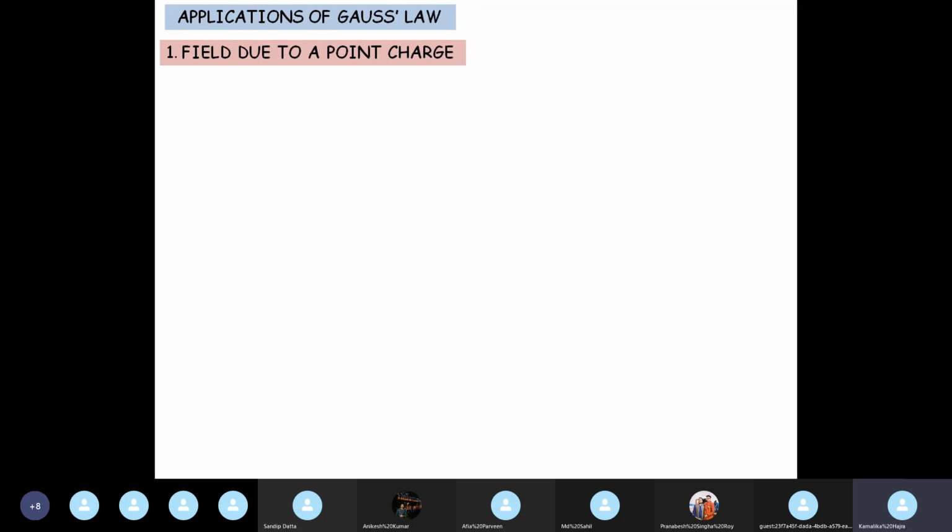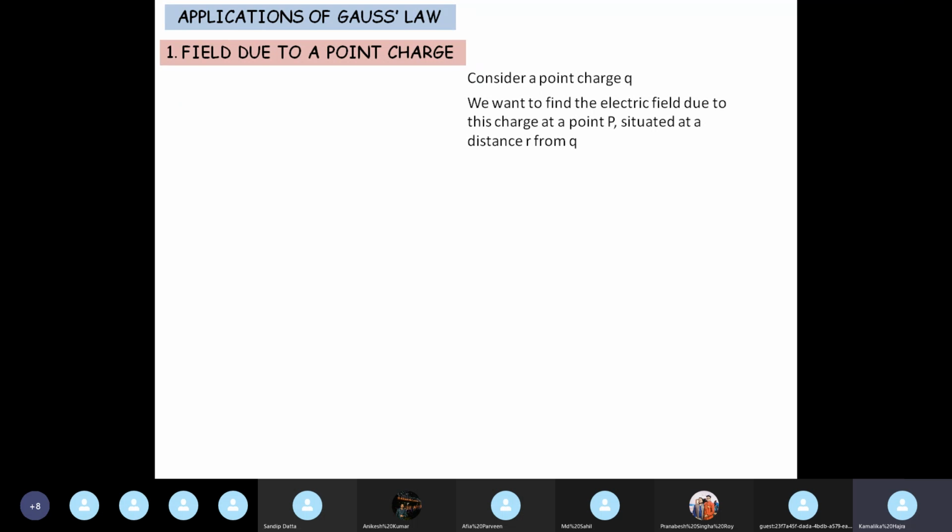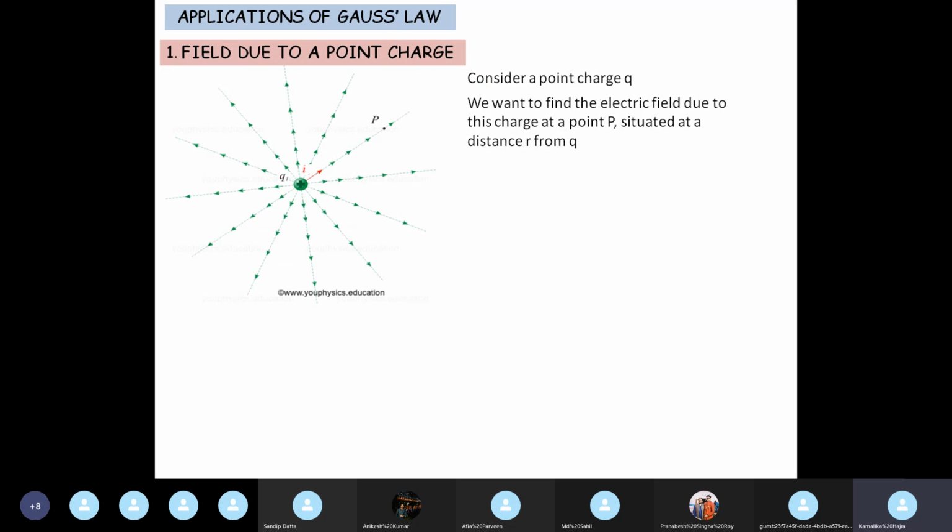As I told you, applying Gauss's law means we are trying to find out the field due to a charge or charge distribution. So the first case that we will discuss is the electric field due to a point charge. Let us suppose there is a point charge Q and we want to find the electric field due to this charge at a point P situated at a distance r from Q. Alright, so this is a point charge Q. I have taken this picture from the internet.